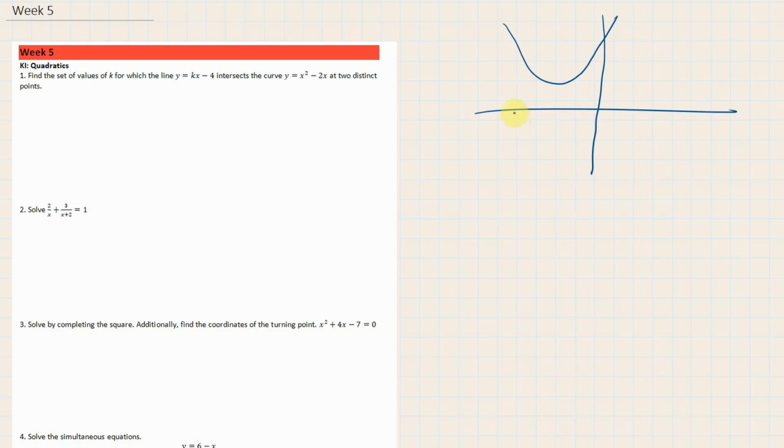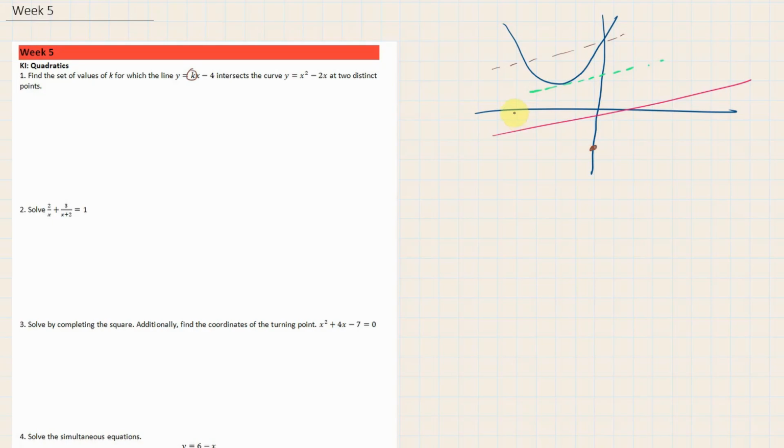Now a line, you can imagine, you could have a line that goes like this and it will never touch. Or you might have a line that touches at just one point, let's say like that, okay? Or you could have a line that touches at 2 points, so something like this, okay? And the k will tell you the gradient, and the minus 4, so it crosses here at minus 4.